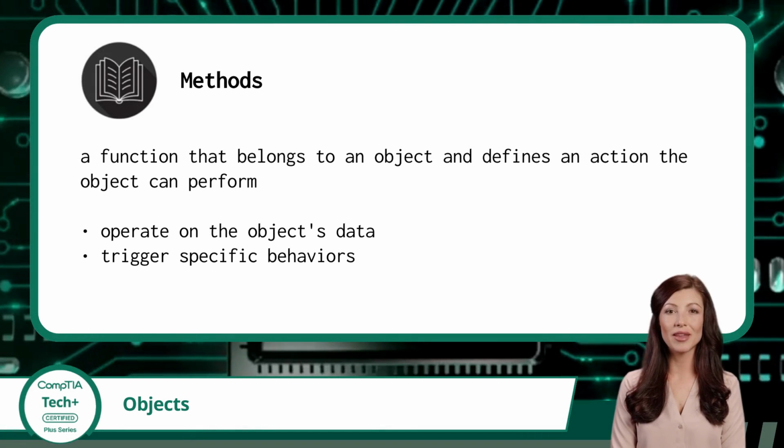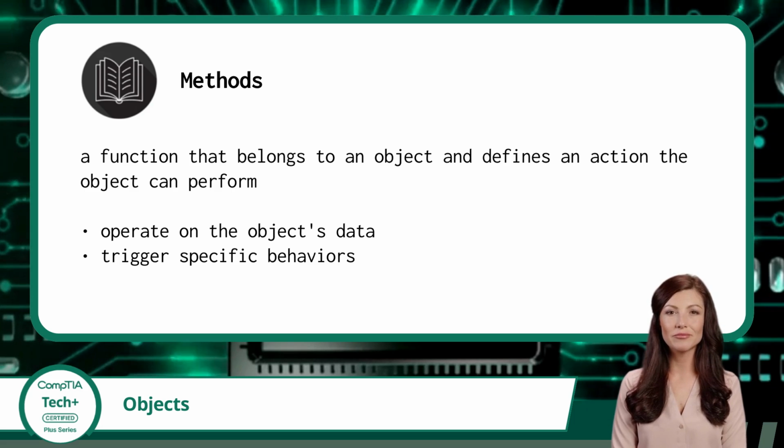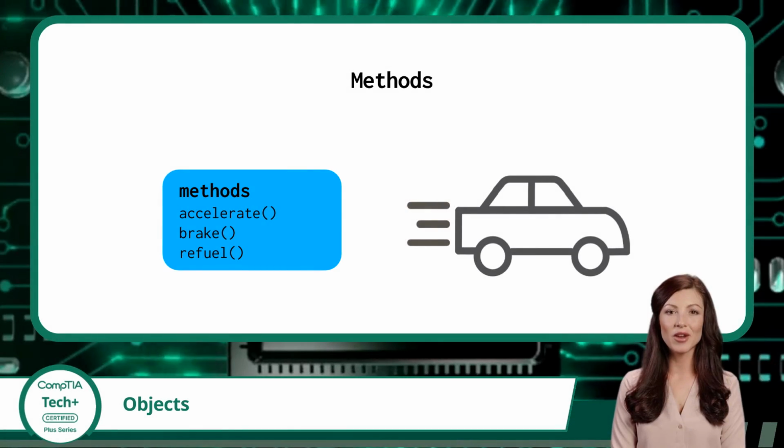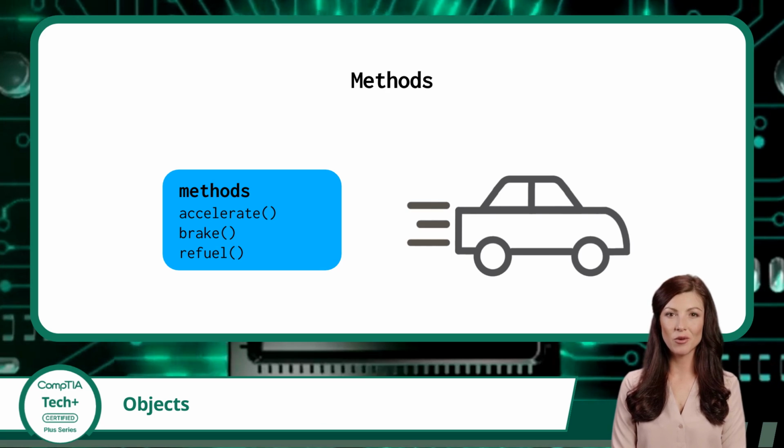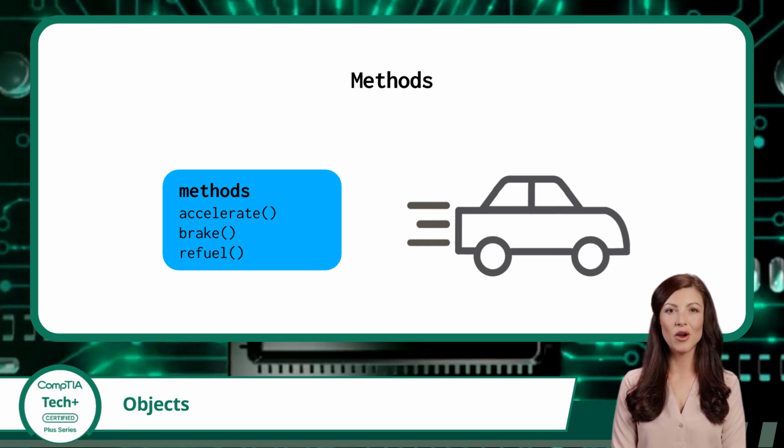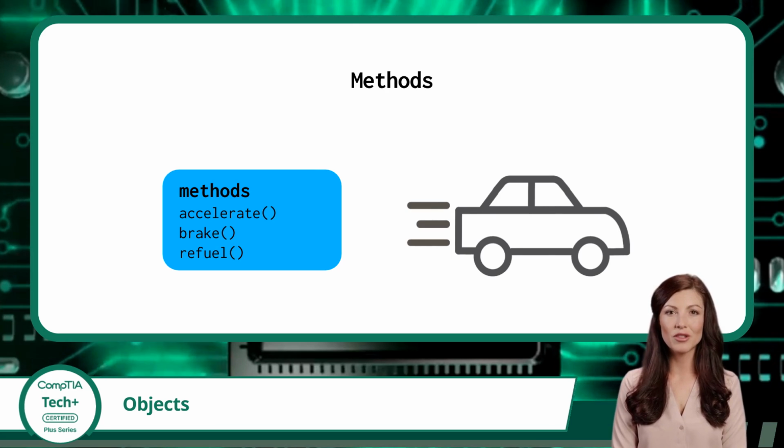Now let's move on to methods. A method is a function that belongs to an object and defines an action the object can perform. Methods operate on the object's data and allow us to trigger specific behaviors. In our Corolla example, methods might include accelerate, brake, and refuel. Each method defines something the car can do in response to an input or situation.